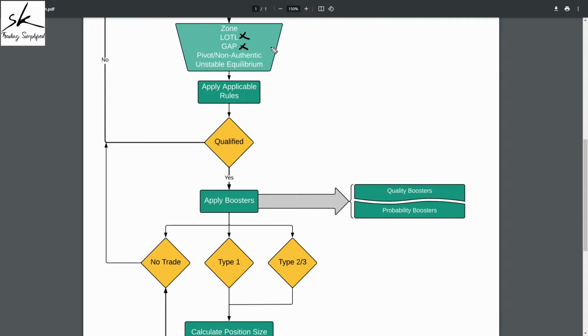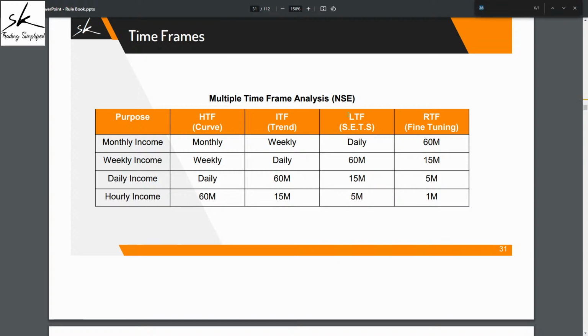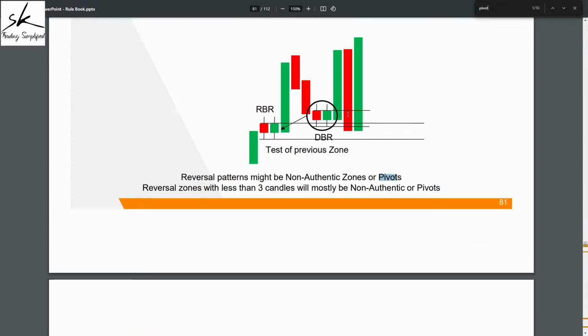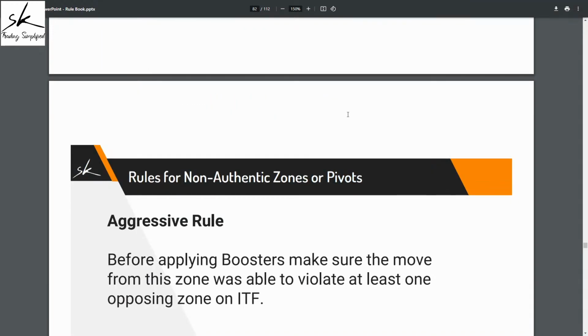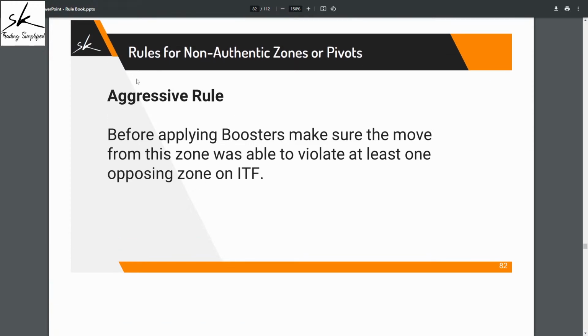This zone is not because of a gap, therefore we will not apply gap rules. Pivot non-authenticity is definitely applicable because to a drop-based rally or a rally-based drop, we always apply pivot and non-authentic rules. Now, what are the rules for pivot non-authentic? If I go to the rule book, you will see I've given you two different approaches. The first one is the aggressive rule.